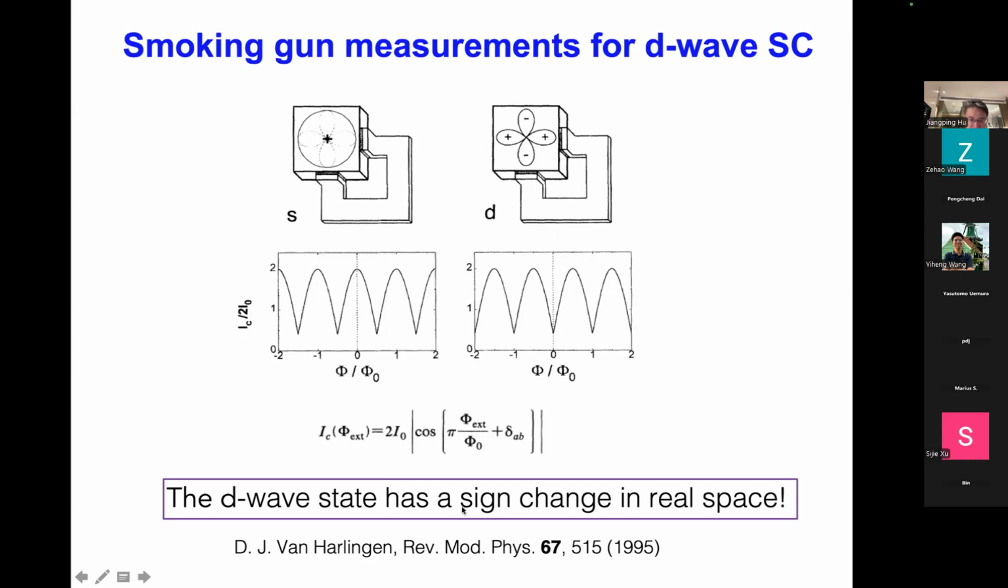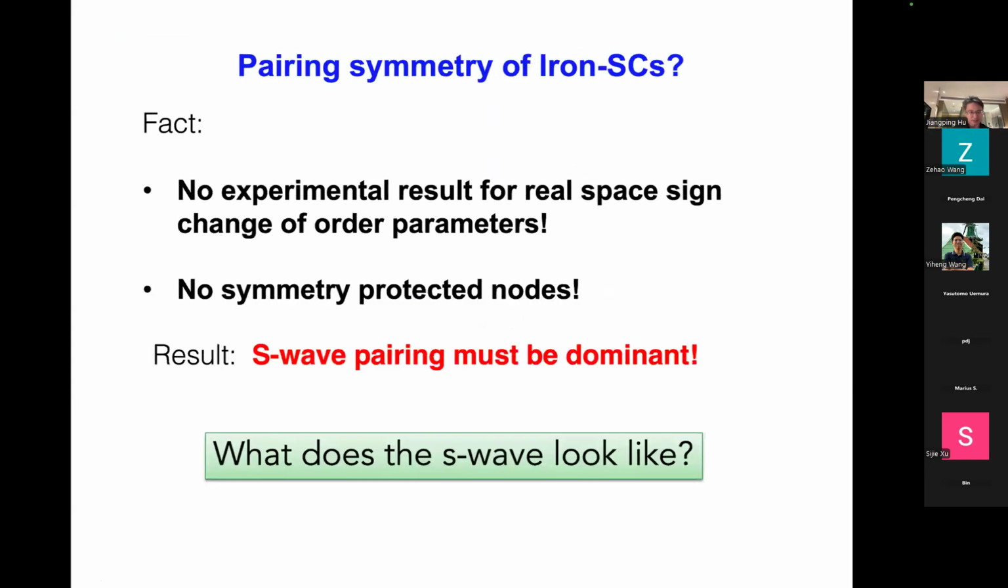And that was proven in the cuprates in the 1990s. There were lots of experiments, and this is one. This is called a phase sensitive experiment. They proved that it's a D-wave nature for the cuprate superconductors.